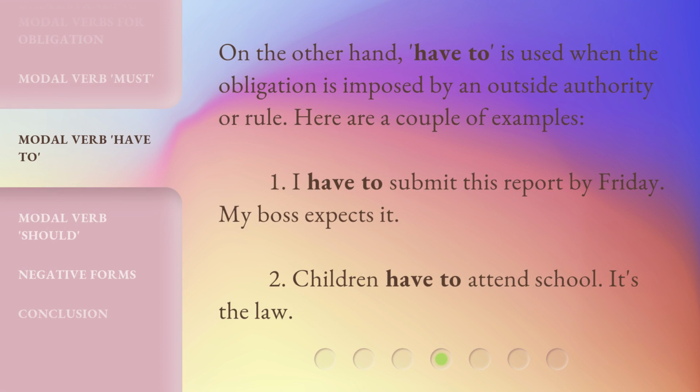On the other hand, have to is used when the obligation is imposed by an outside authority or rule. Here are a couple of examples. 1. I have to submit this report by Friday. My boss expects it. 2. Children have to attend school. It's the law.